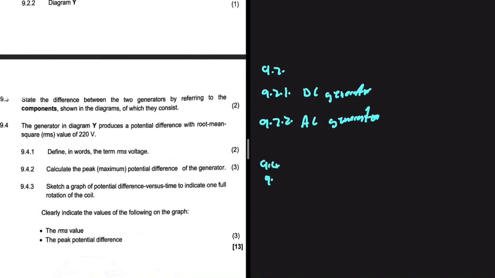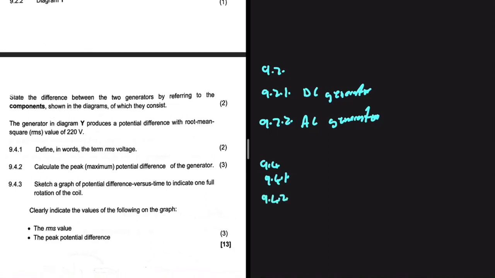Let's look at the question that follows. 9.4. 9.4.1. The generator in diagram Y produces a potential difference with a root mean square value of 220 volts. 9.4.1, define in words the term RMS voltage. The AC potential difference which dissipates the same amount of energy as an equivalent DC potential difference. That is RMS voltage.